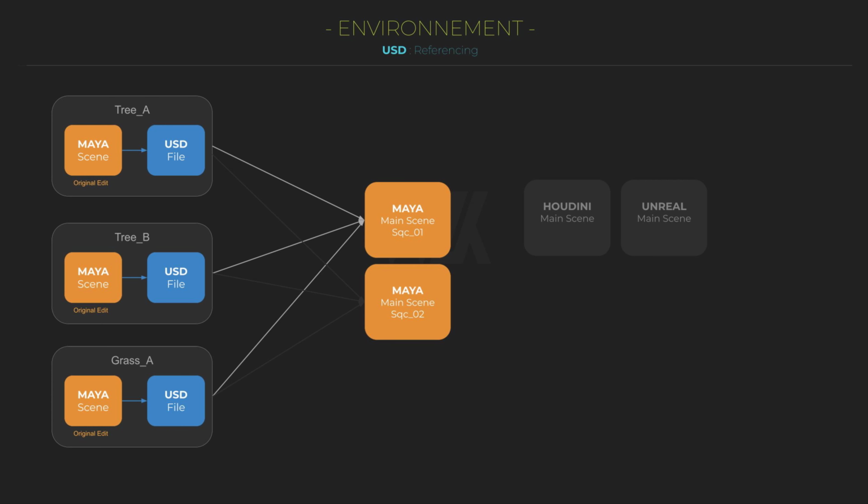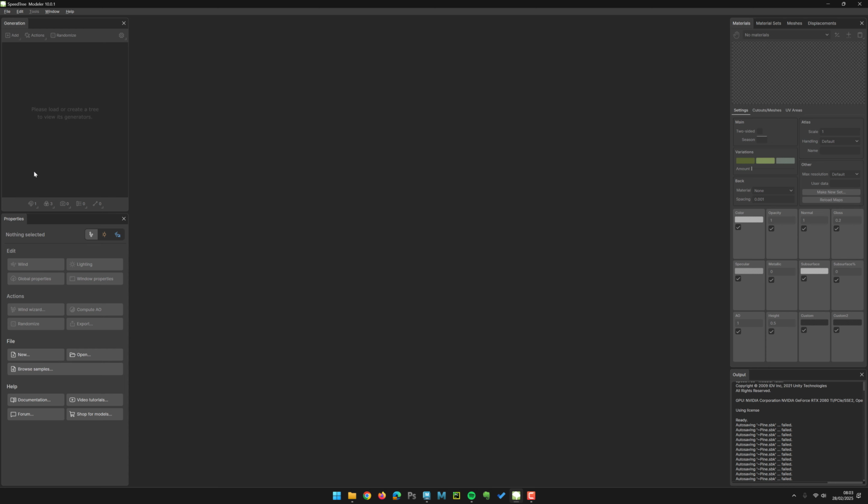One point that is really awesome with USD files is that they are universal in terms of software. That means that the tree, for example, that I will create in this video in Maya will be loaded and work perfectly in any other software that supports USD, like Houdini, for example. Here I will use SpeedTree to create my tree asset, but this workflow can work with anything.